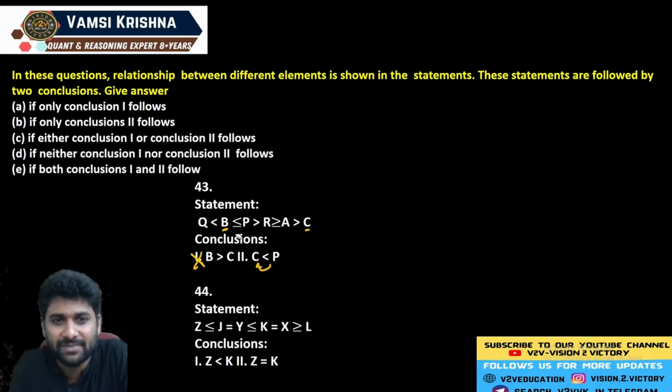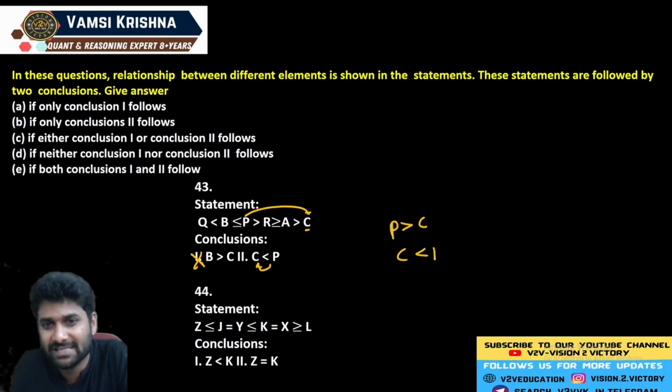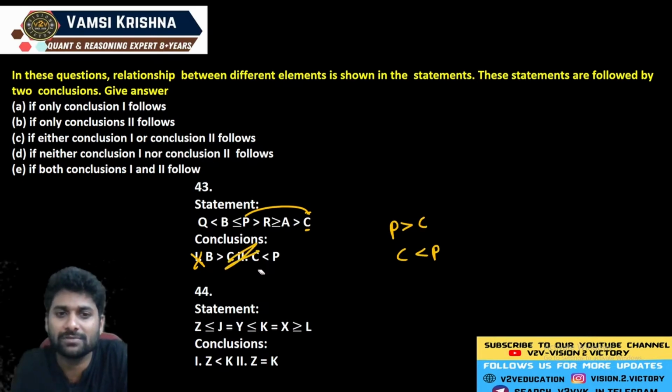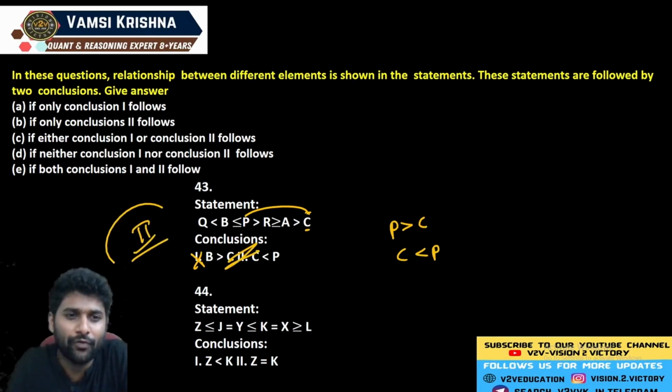Now P to C. Check the P to C here. Again, see here P is always greater than C. P is greater than C. Definitely C is less than P. Here conclusion 2 follows. 2 follows, guys.